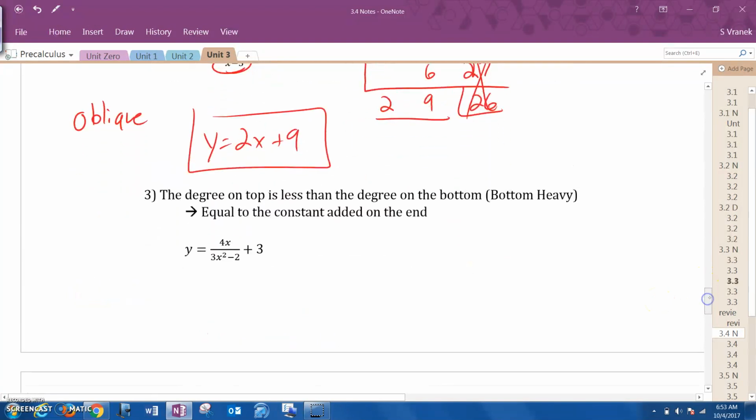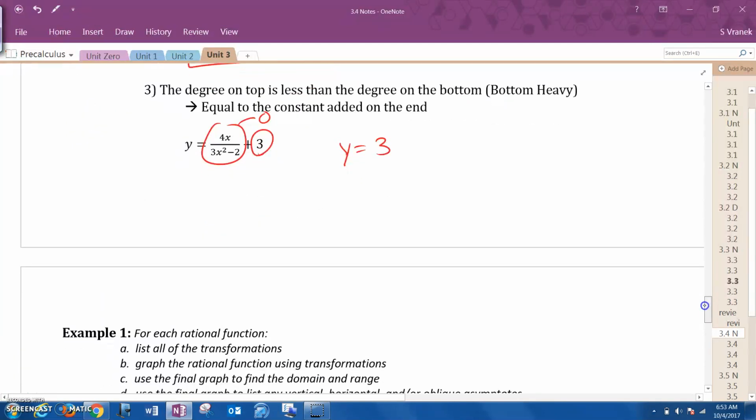Now, if the degree on top is less, so that's bottom heavy, then this piece basically goes to 0, and it's just equal to whatever constant you're adding to. So if there is no constant, it's equal to 0. But since there is a constant here, this would be y equals 3, because this piece goes to 0 pretty much when it is bottom heavy at the ends of the graph. So that is a slant and horizontal asymptote.